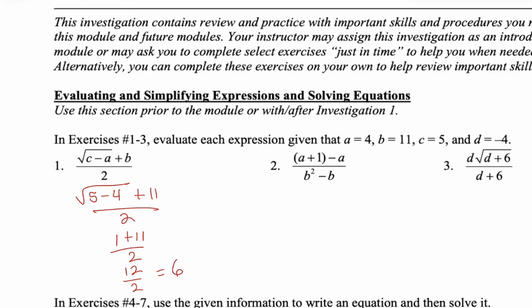Now let's move on to 2. Where we see A, we're going to put a 4. Where we see B, we're going to put an 11. Even if I'm going to plug in a positive or a negative, if it's referring to a square, I will usually leave a parenthesis to place that thing in. It just makes things flow pretty well.